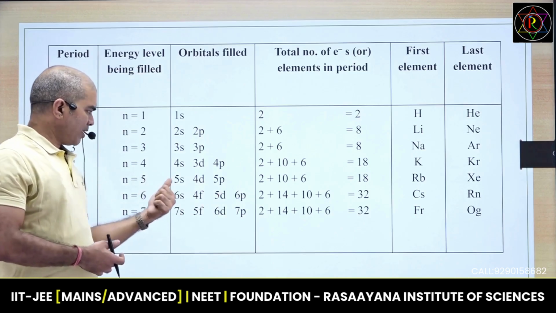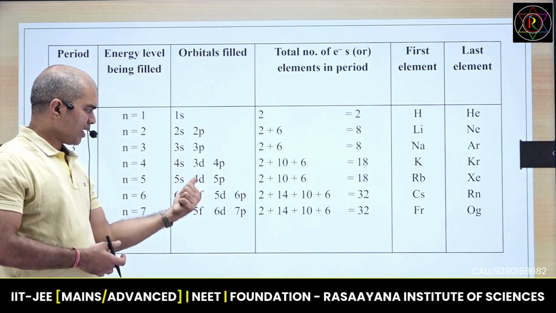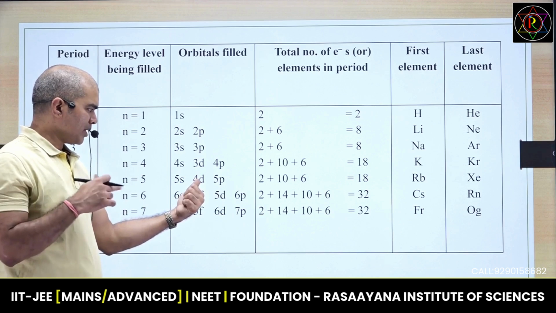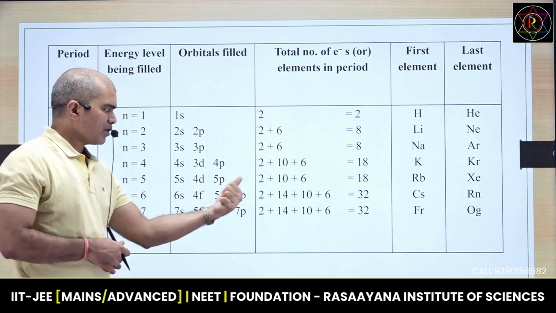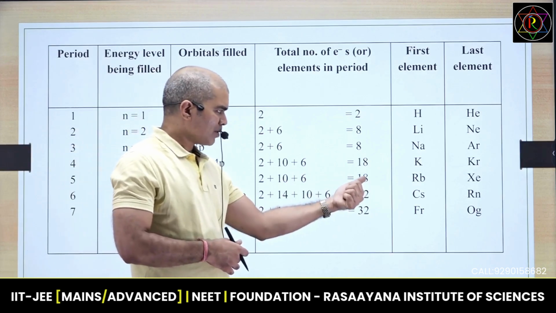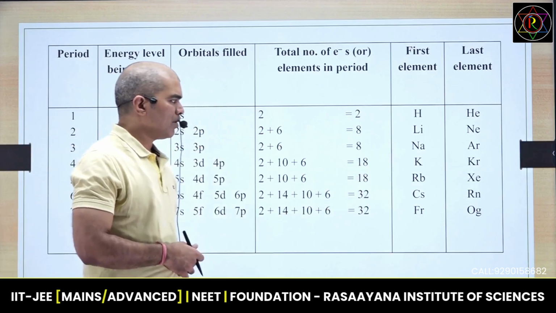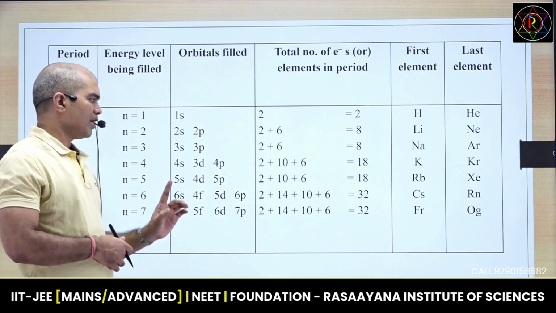In the 5th period we have 5s, 5p and 4d. Again penultimate shell, (n minus 1)d. So we again have 18 electrons altogether, 18 elements in the periodic table across the 5th period.